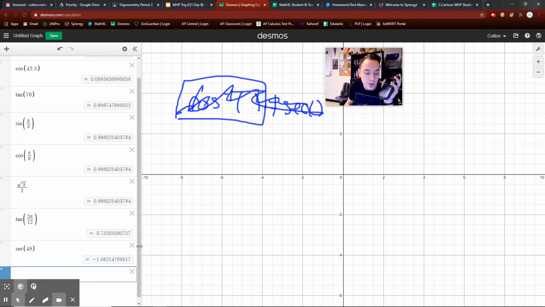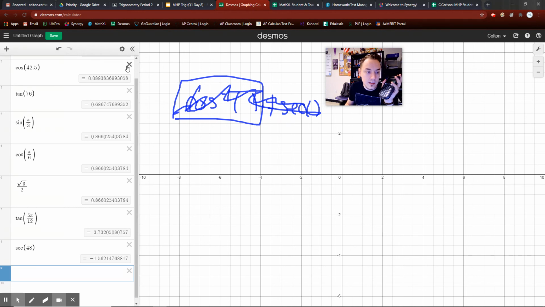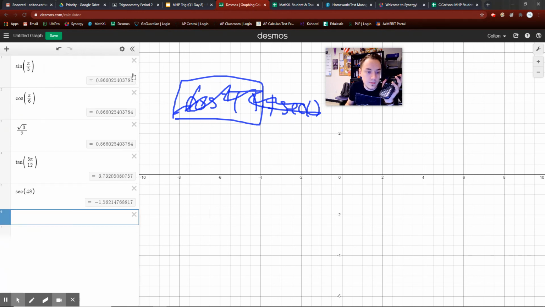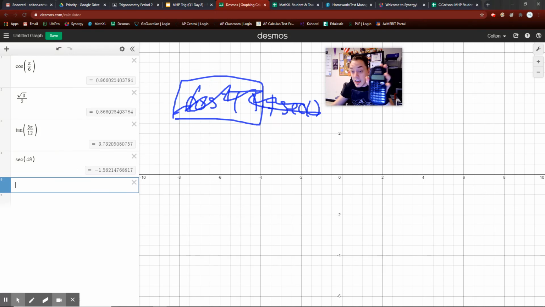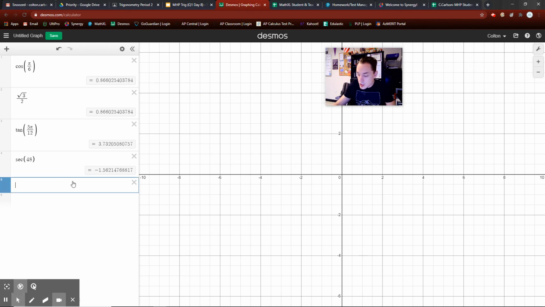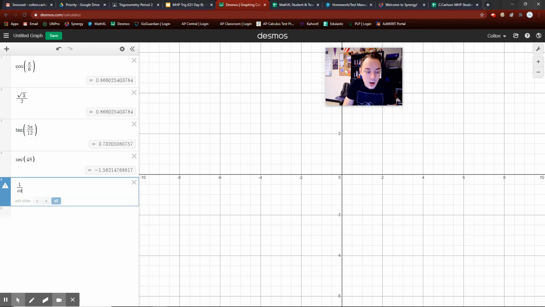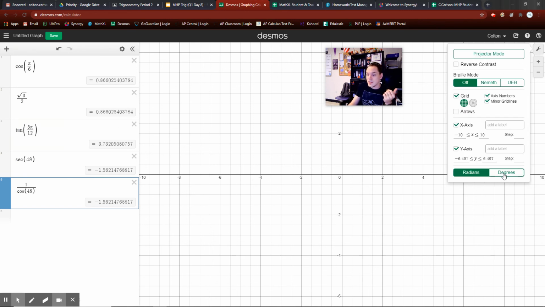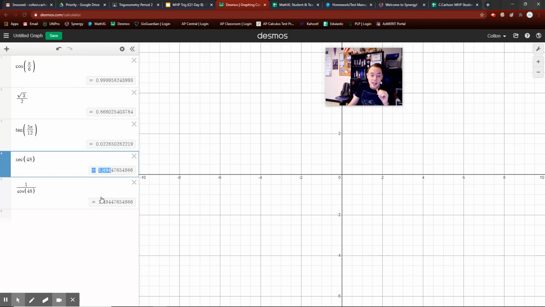Ready? So I'm going to scroll down. I'm going to actually get rid of some of these so you can use it. On the TI-36X Pro, you need to type it in like this, guys. Let me erase this. You need to type it in like this: 1 divided by cosine of 48 degrees. Now notice these are the same. But also notice I'm not in degrees, so I need to change it to degrees. Okay, so these are the exact same.